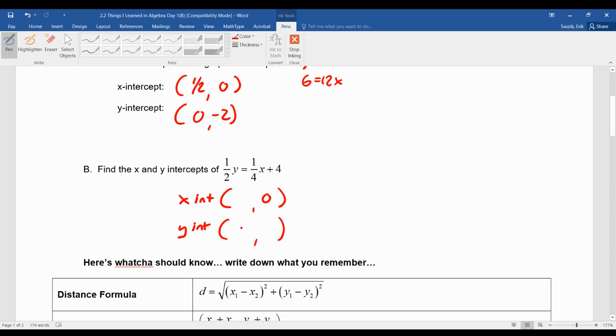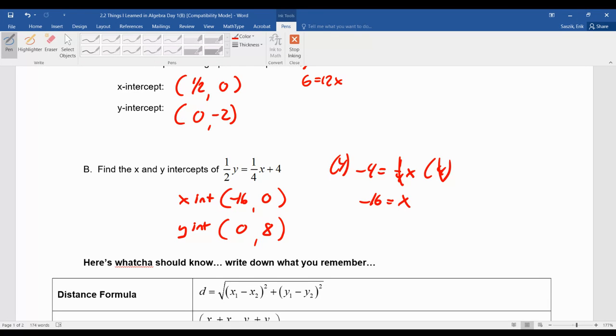X-intercept, y is 0, okay? I'm going to do the y-intercept first. If that's 0, that goes away. 1/2 of what equals 4? That's, of course, 8. X-intercept, y is 0, so that goes away. I'm going to move the 4 over, so it becomes negative on that side. Multiply both sides by 4 to get x by itself, and I get negative 16. So there's that. All right.